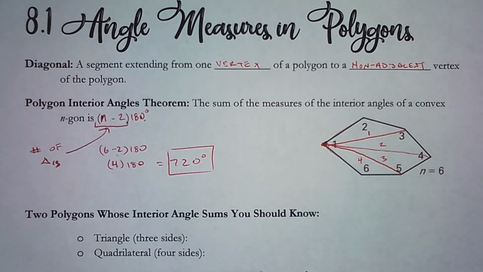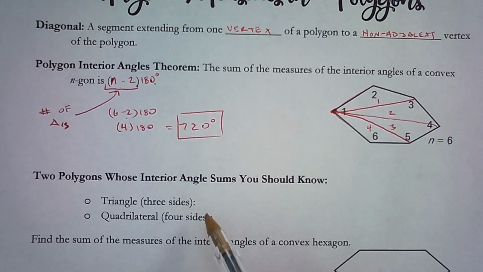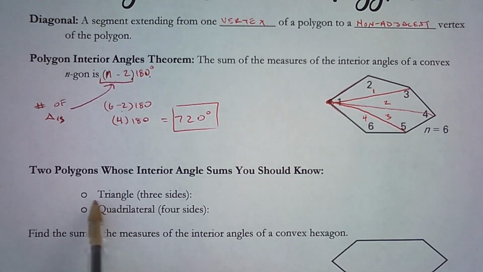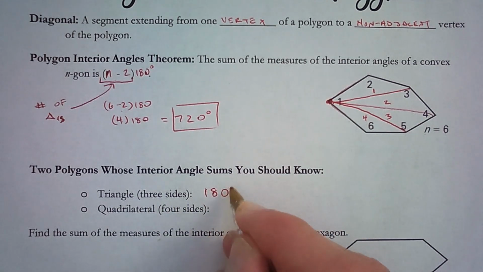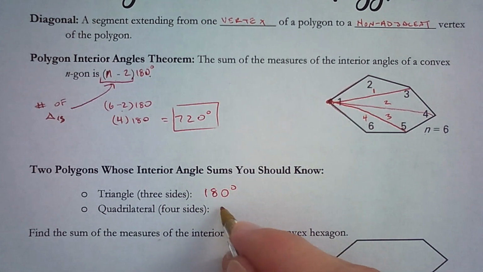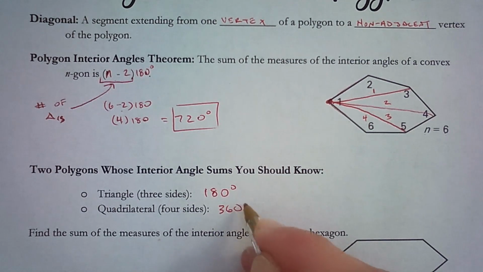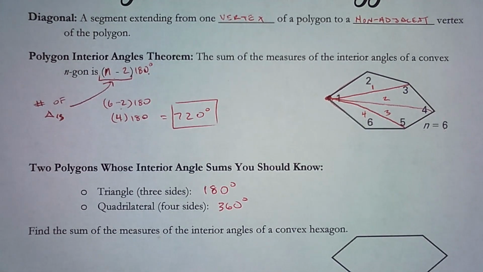Now, there are a couple different types of polygons that we just should know how many degrees are in them. You may not know yet, but from this point forward, you should just know that a triangle, 3 sides, has 180 degrees in it. A quadrilateral, 4 sides, has a total among its 4 angles of 360 degrees. Those are 2 easy ones to remember, especially the triangle.